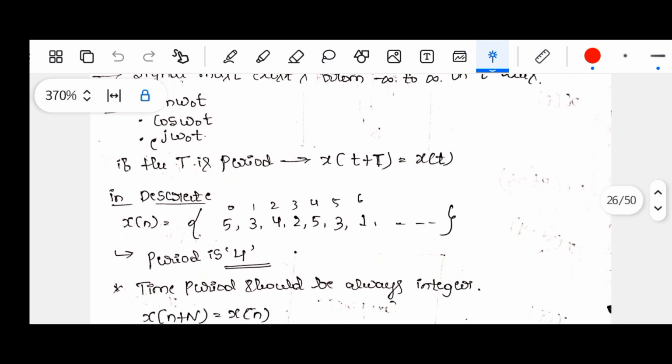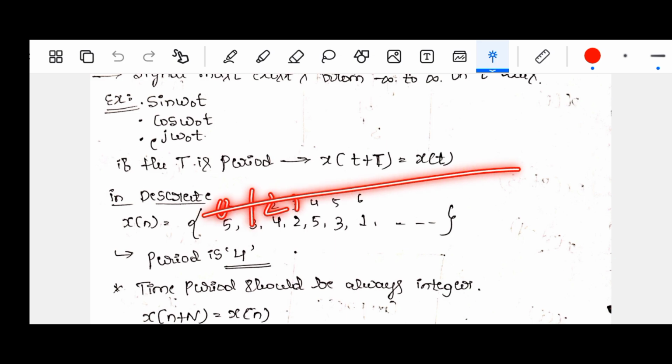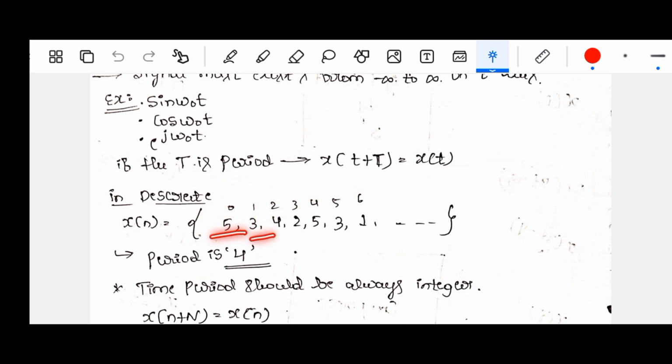What happens in discrete? x of n will be 5, 3, 4, 2, 5, 3, 1. We have to see at what value it is repeating, at n is 0, 1, 2, 3, and so on. At 5, 3, 4, 2, 5, 3, 1.